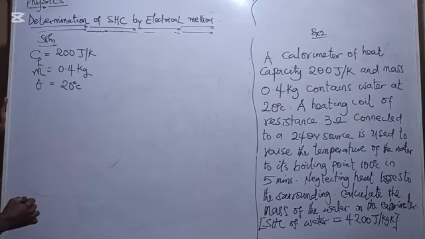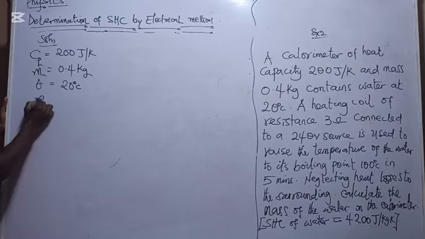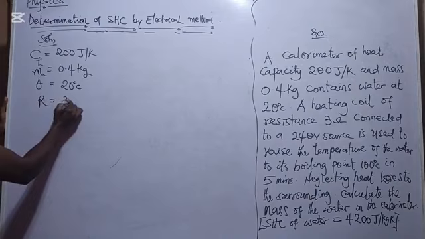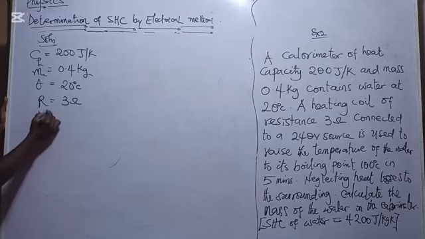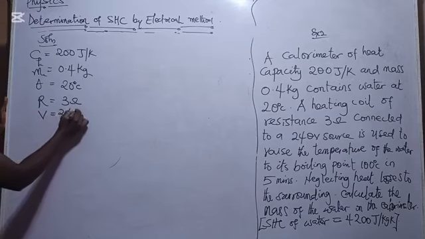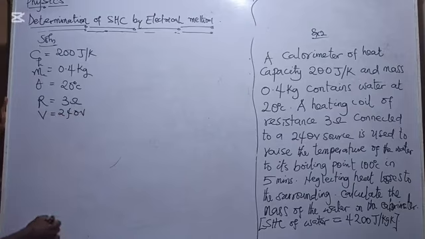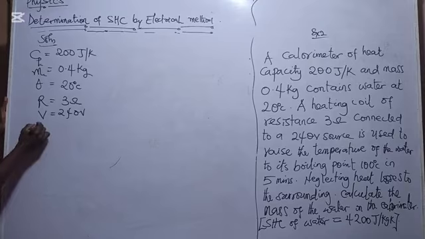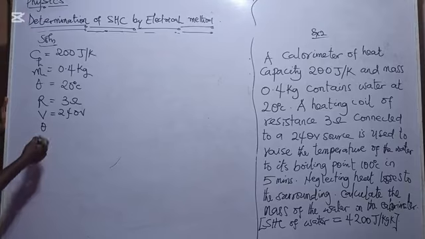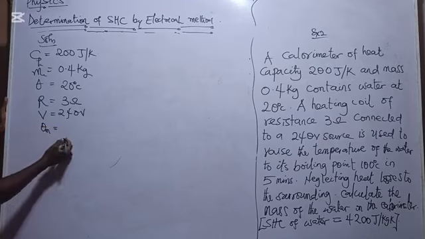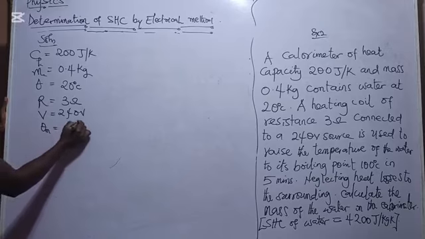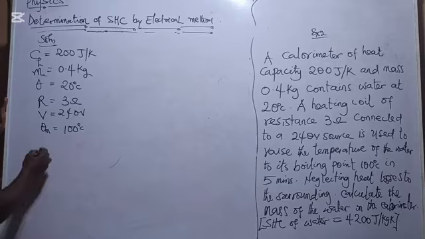Now, a heating coil of resistance 3 ohms. So the resistance of the heating coil is 3 ohms, connected to a 240 volt source. So the voltage of the source is 240 volts. Now used to raise the temperature of the water to its boiling point. That's the temperature of the mixture. You can just say the final temperature, okay? So the final temperature of the mixture, we have it as 100 degrees Celsius in a time of 5 minutes.